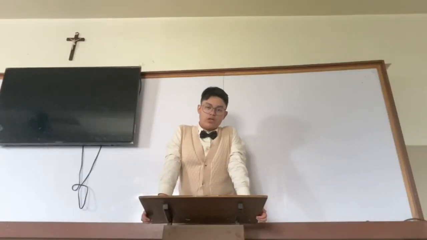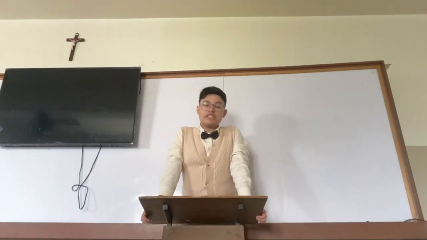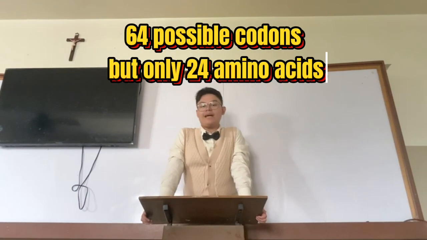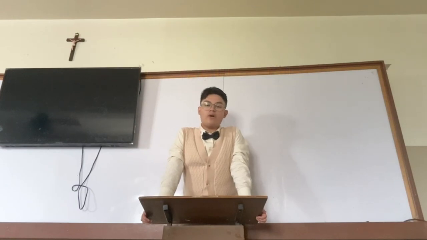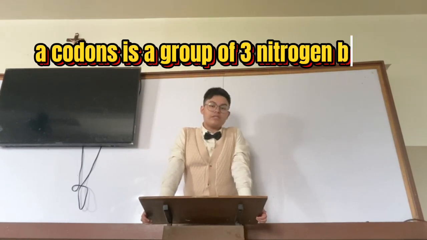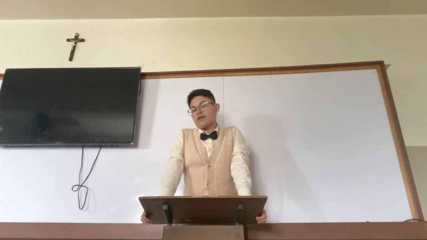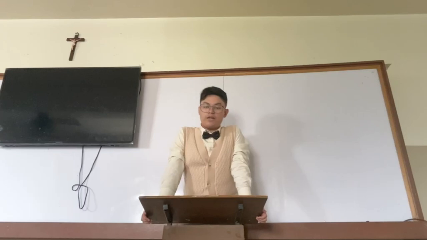Every 3-base codon in an mRNA specifies 1 amino acid. There are 64 possible codons, but only 20 amino acids. So some amino acids have multiple codons. A codon is a group of 3 nitrogenous base nucleotides on messenger RNA, or mRNA. Each codon corresponds to 1 specific amino acid, which are the building blocks of proteins.